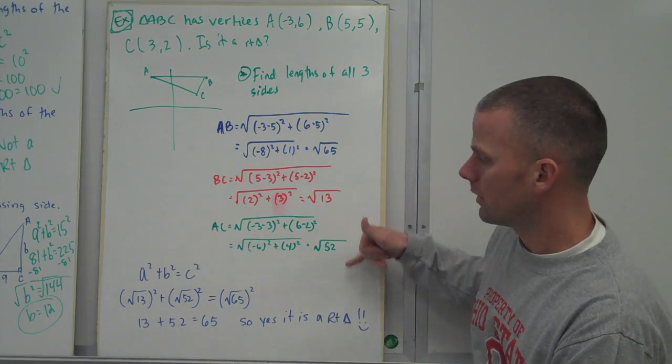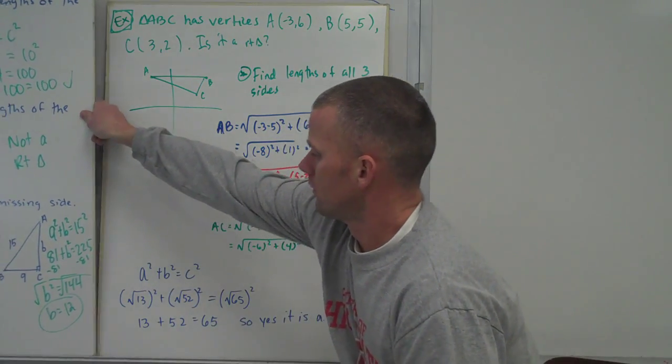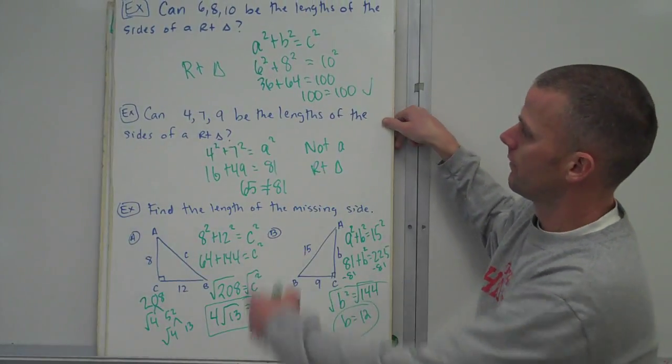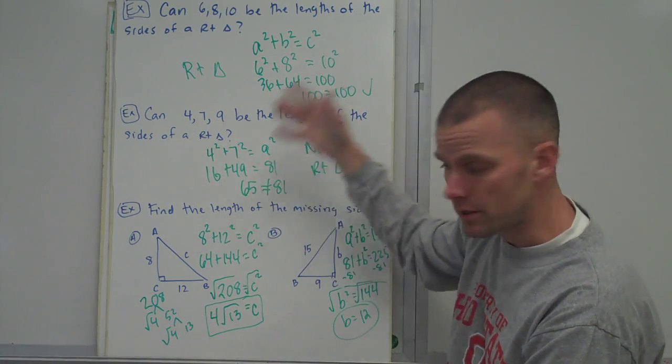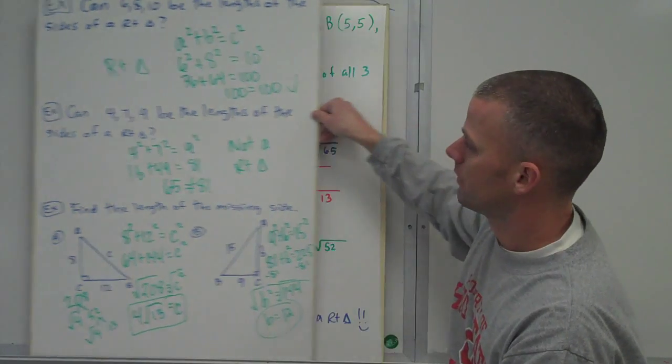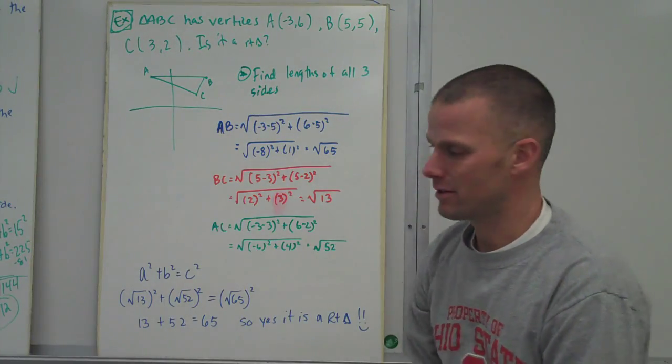Once you find those 3 lengths, it pretty much goes back to just what we did in the first slide. Now that I have those 3 lengths, use your Pythagorean theorem. Does it hold true?